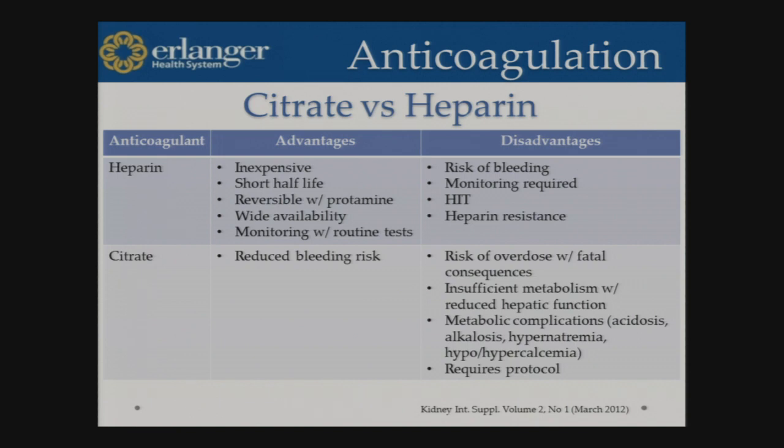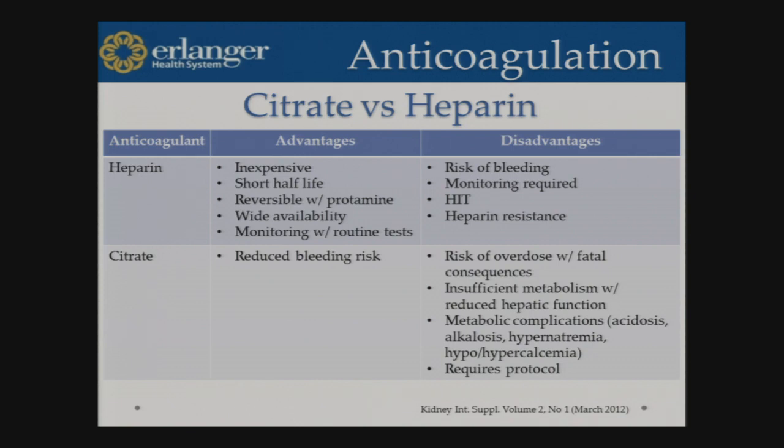Just a few pearls when we're comparing citrate to heparin. Heparin is obviously much less expensive than citrate. It's got a short half-life, it's reversible, it's widely available, and it's probably much cheaper than the citrate because it doesn't require the ionized calcium monitoring like the citrate does. But it does have risk of bleeding. You have to monitor for it still. You can develop heparin resistance and obviously it cannot be used if patients have a history of HIT.